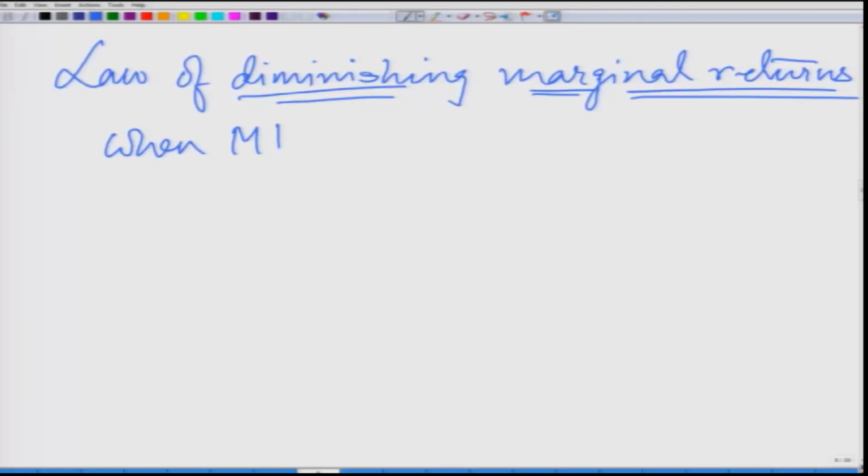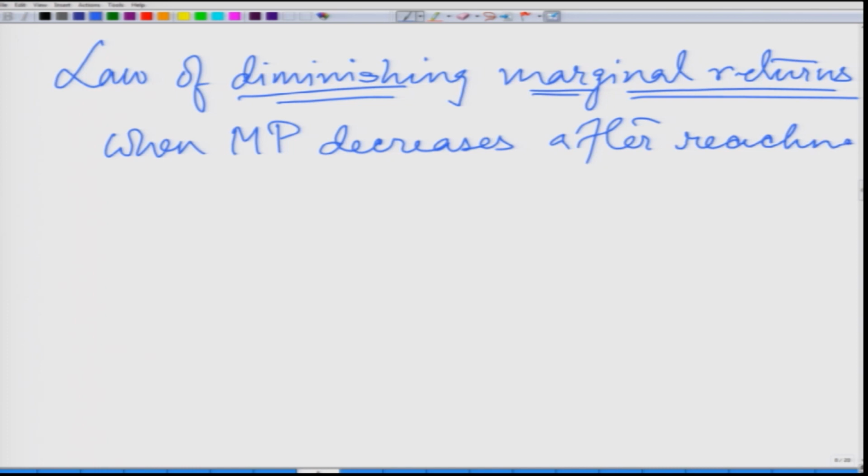So when MP declines or decreases after reaching a certain point in the production process.